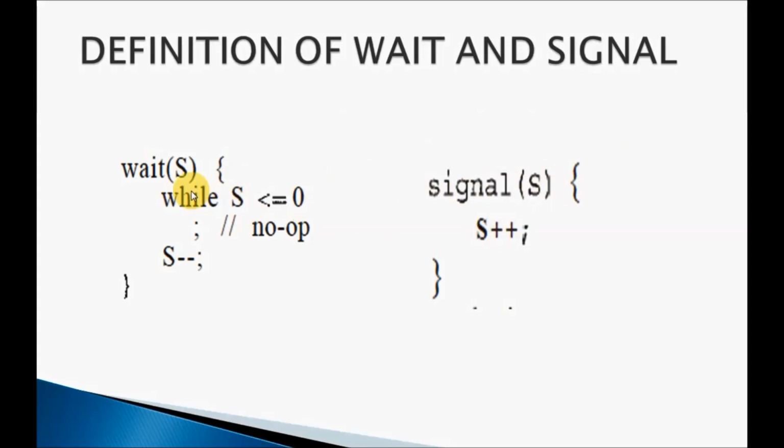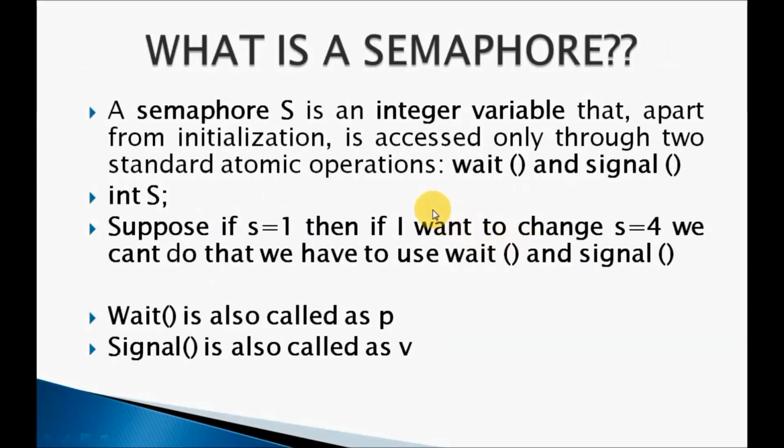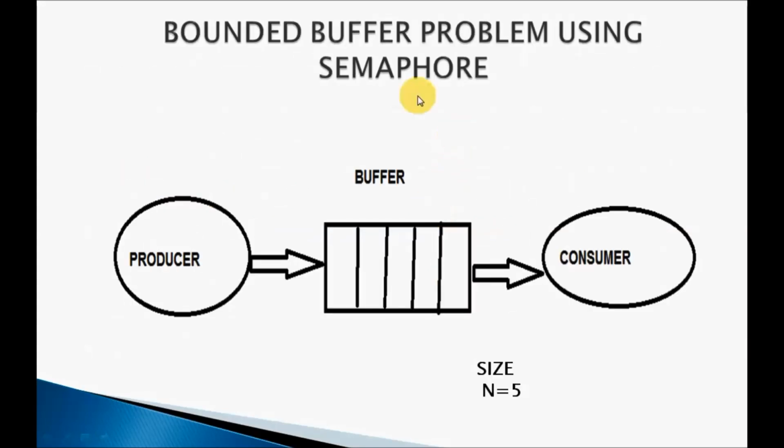Now you know that SEMAPHORE is an integer variable, right? That SEMAPHORE can be accessed by two atomic operations, wait and signal. Atomic operations means no interrupts can stop these operations, wait and signal. So wait is going to decrement the SEMAPHORE value, signal is going to increment the SEMAPHORE value. Now I will explain the bounded buffer problem using a SEMAPHORE, that is producer consumer problem, right, using a SEMAPHORE.